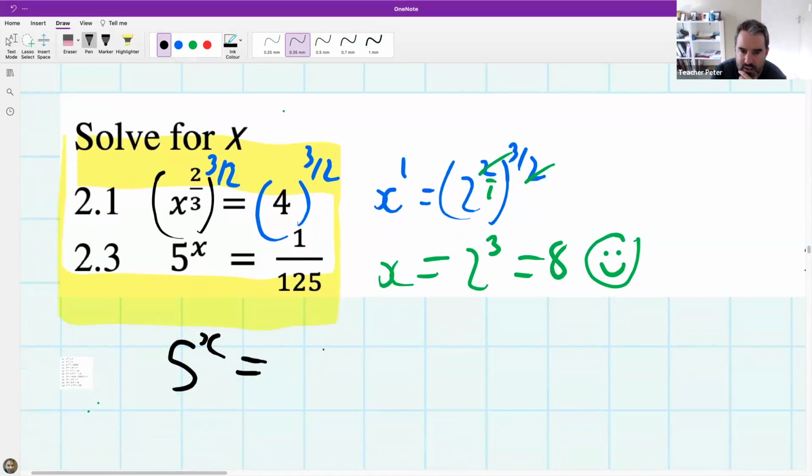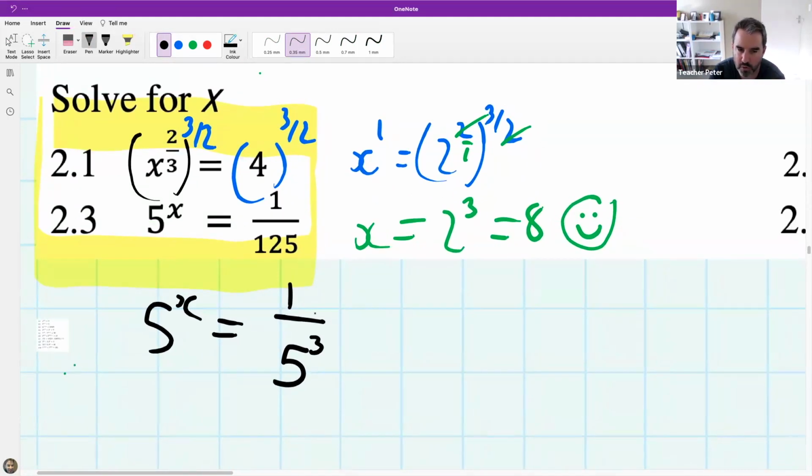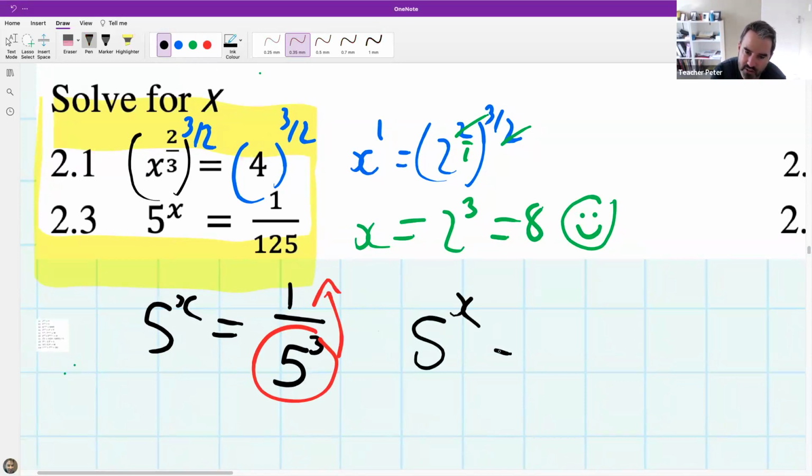I think the key is to recognize that 125 is 5 to the power of 3. So that's the equivalent. But now I'm still a bit stuck. I need to do one more thing to get my answer. And that one thing I need to do is go back to lesson 1 and remember I can bring this above the line. And then I will get 5 to the x equals 5 to the minus 3. And then x is minus 3.